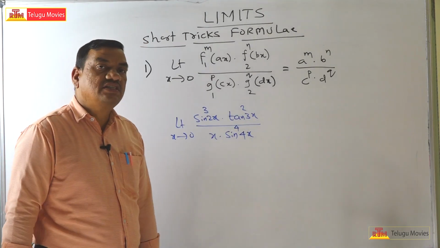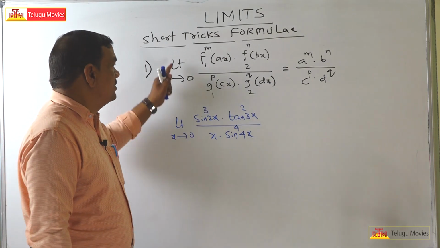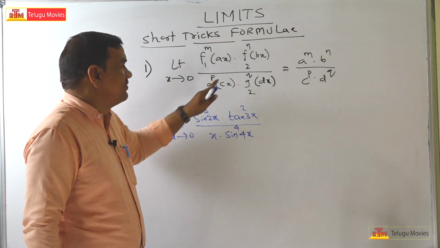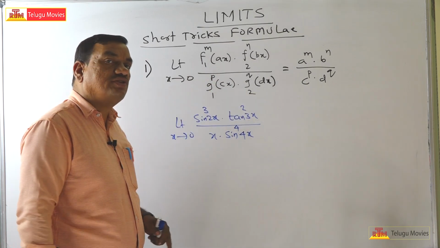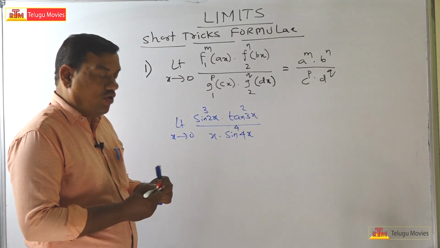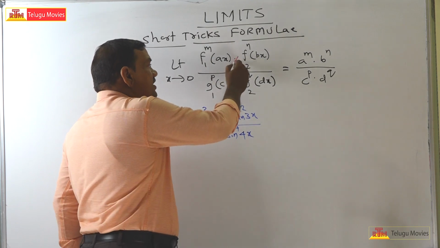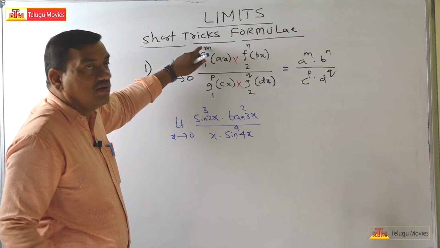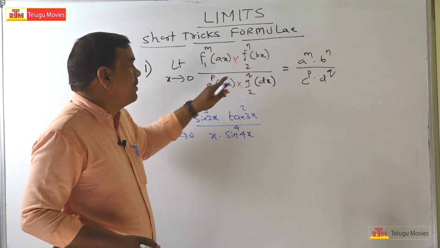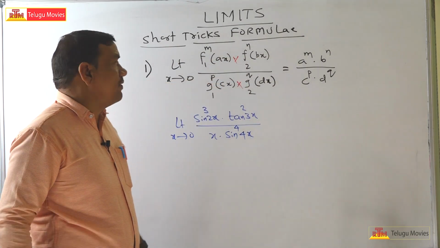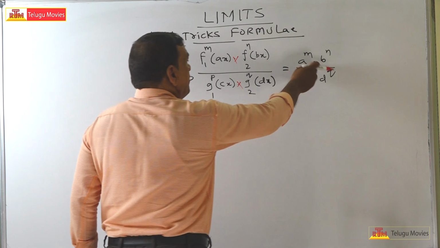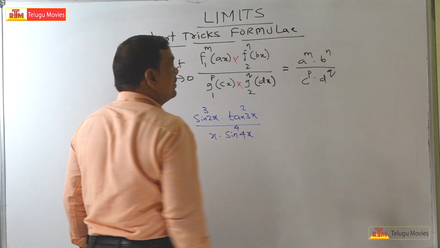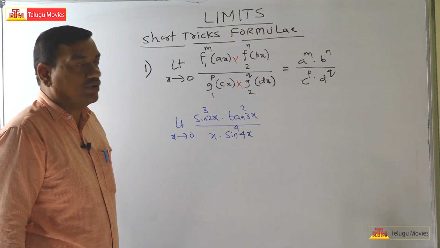One more very nice interesting short trick formula is there. That is the limit as x tends to 0 of f1, a function, f2, a function, g1, a function, g2, a function. Altogether 4 functions are there. Their condition is in the product. For the first function m is the power, here n is the power, here p is the power, here q is the power. Then a power m into b power n by c power p into d power q.